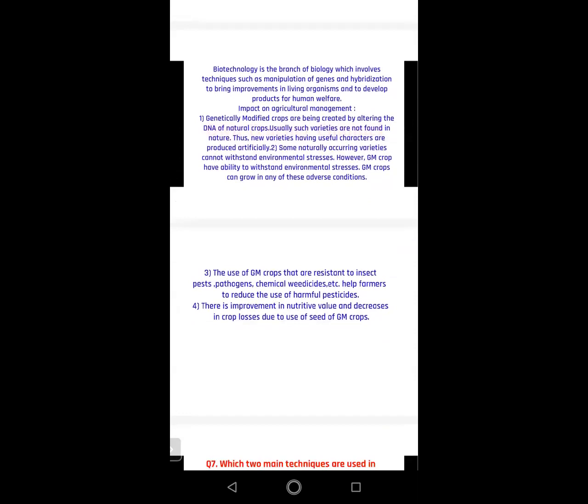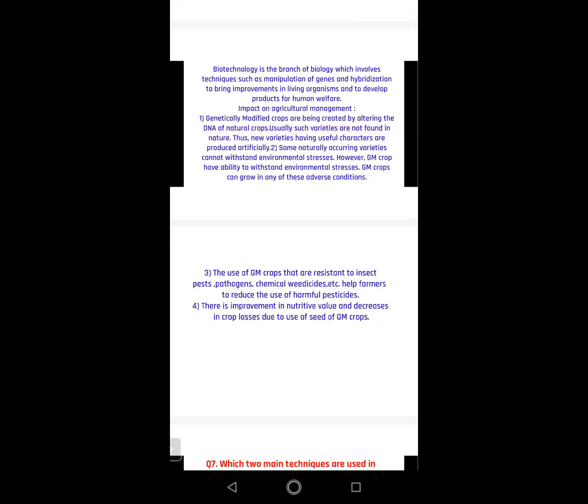Okay, so the third point is the use of GM crops that are resistant to insects, pests, pathogens, chemical weedicides, etc. It helps farmers to reduce the use of harmful pesticides. हार्मफुल पेस्टिसाइड्स के बारे में आपको पता ही है बेटा, there are very worms, insects which destroy the crops. इन crops को मारने के लिए हम पेस्टिसाइड्स का इस्तेमाल करते हैं फार्मर्स. तो ज्यादा पेस्टिसाइड्स यूज करने से सॉइल की फर्टिलिटी खराब हो जाती है, इनफर्टाइल हो जाती है, या उससे वाटर पोल्यूशन भी ज्यादा होता है. तो इसका ज्यादा यूज नहीं करना चाहिए.